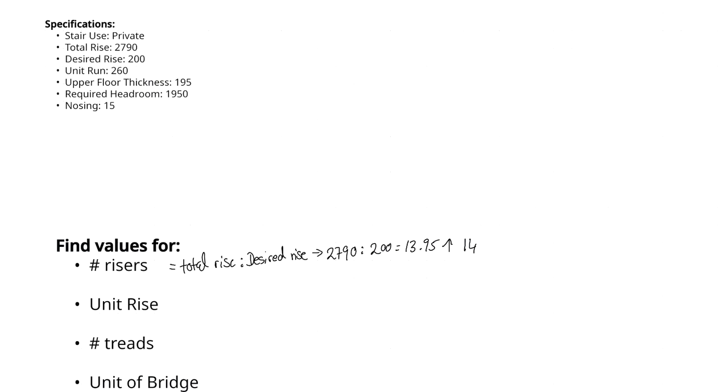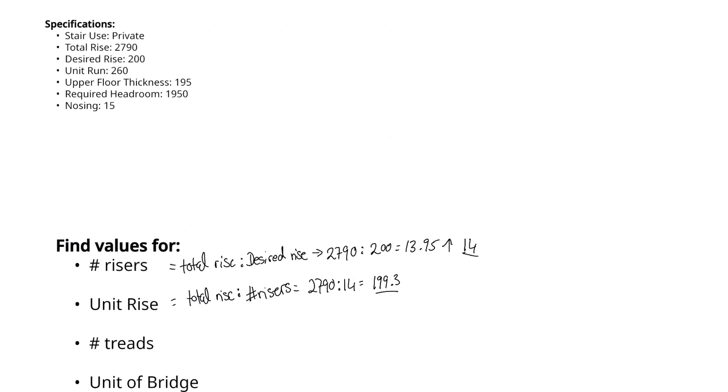Awesome. So now to find our actual unit rise, we take our total rise again, and we divide by our number of risers. That gives us the actual unit rise. So 2790 divided by 14, and that will get us 199.3. So we're just squeaking in here as per code.